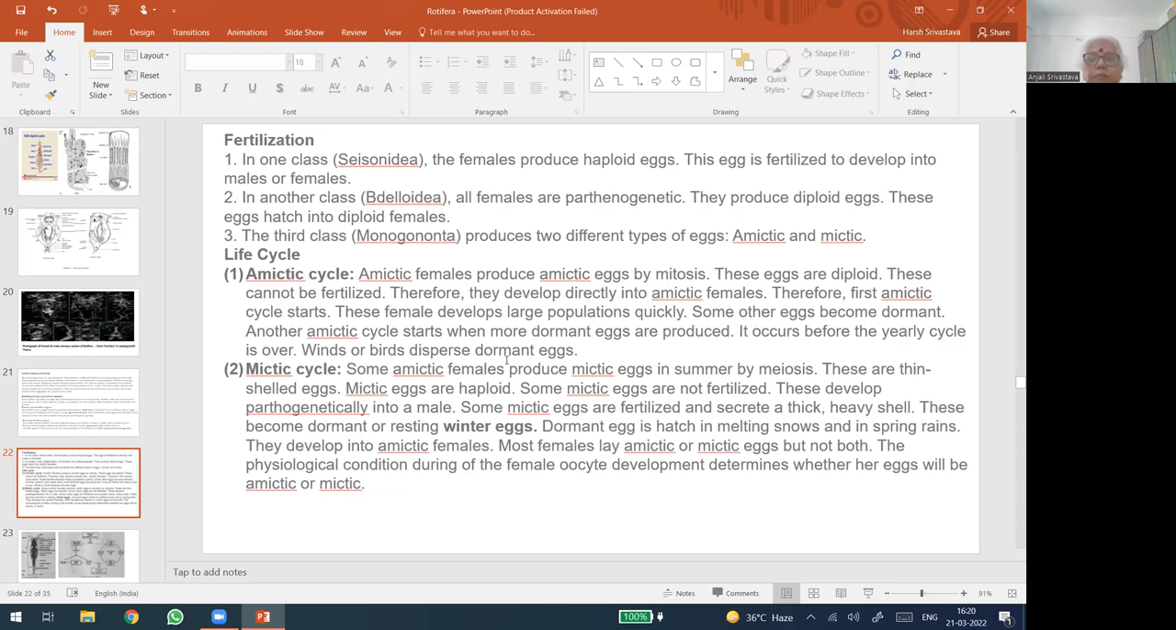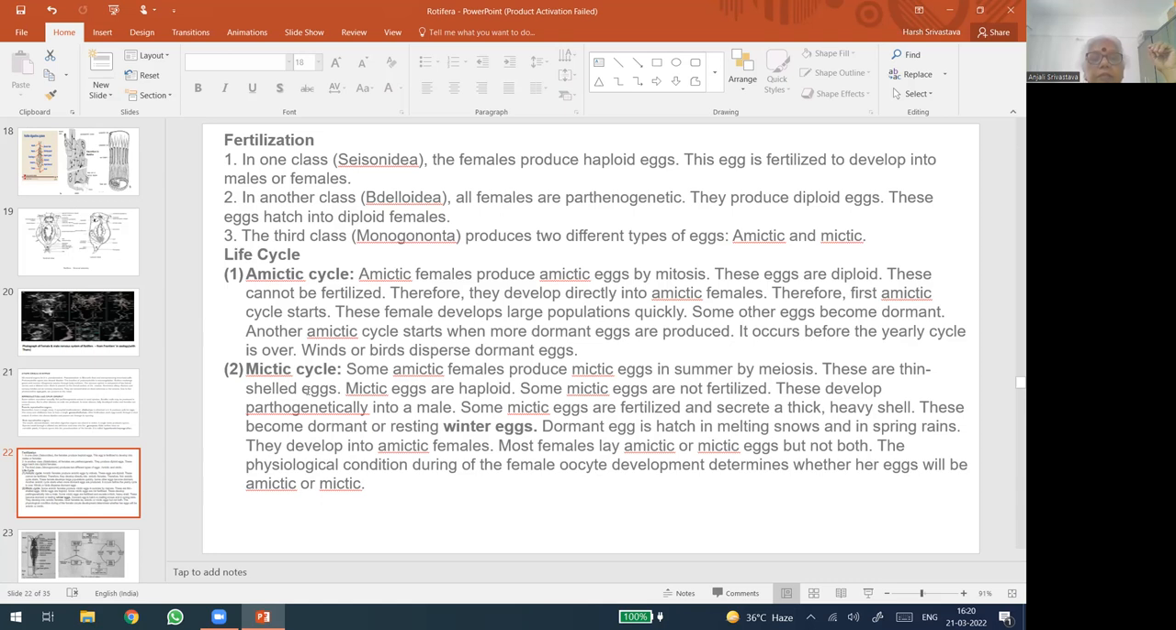Winds and birds disperse dormant eggs. This is a very important feature. The eggs can remain dormant for years, almost 9 years and more. Bahut saalon tak, weather ke unfavorable conditions mein ye dormant eggs reh sakte hain, and they germinate when they get the favorable time.